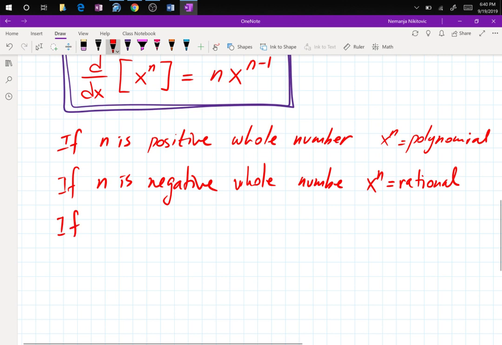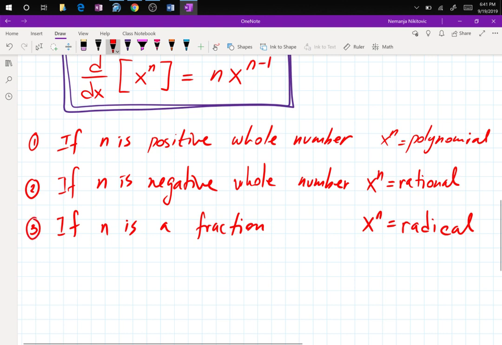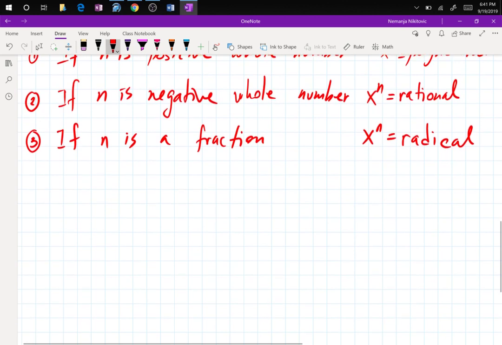And finally, if n is a fraction, we have what? We have the root functions, so we're going to call this a radical function. So these are your three cases for n, and as you can see, one rule of differentiation covers polynomial functions, rational functions, and radical functions. So this formula is really, really good to know. So let's take a look at all of these examples.